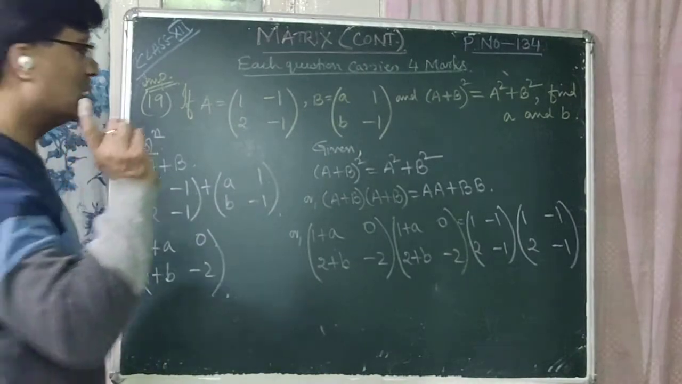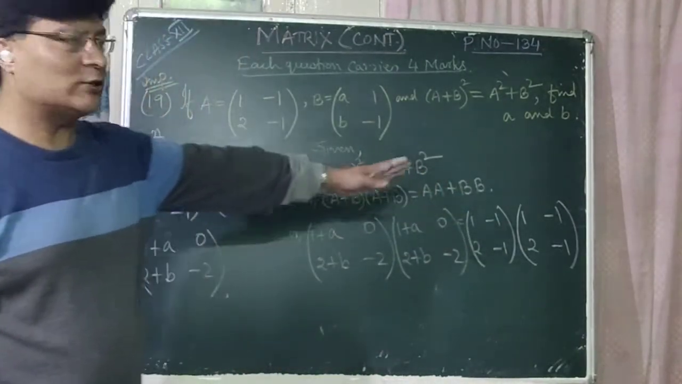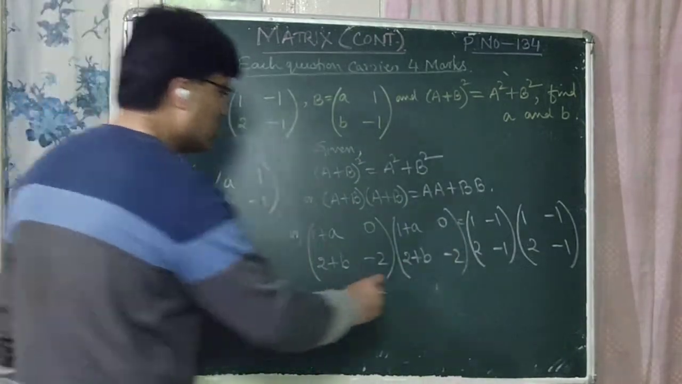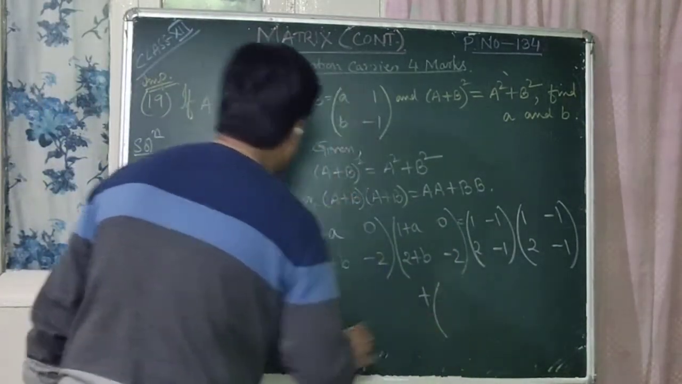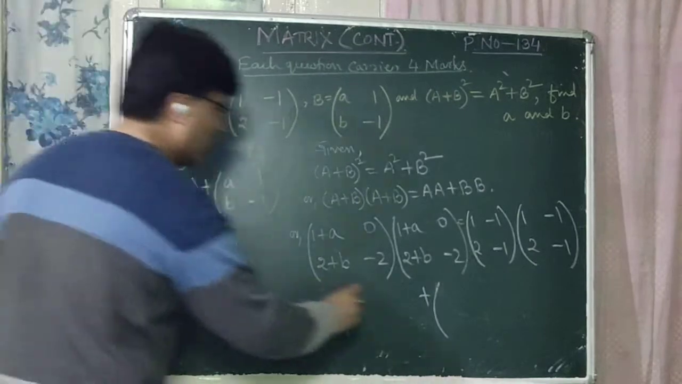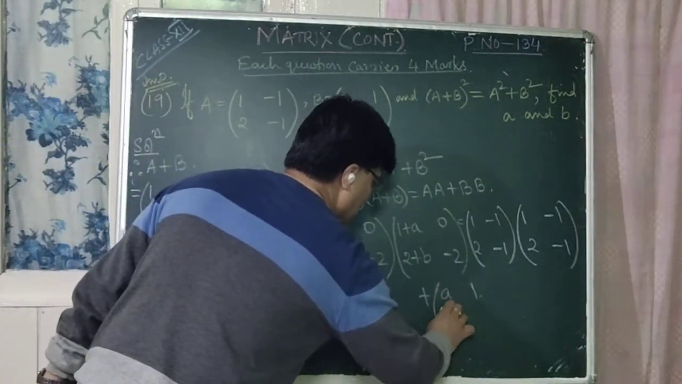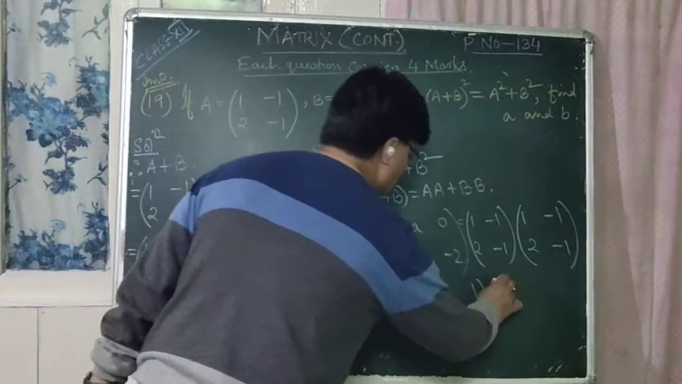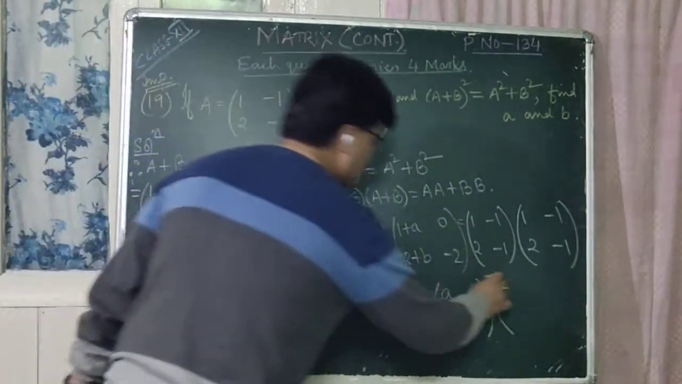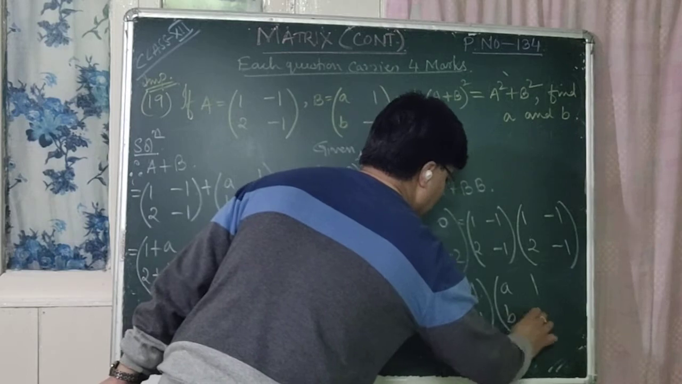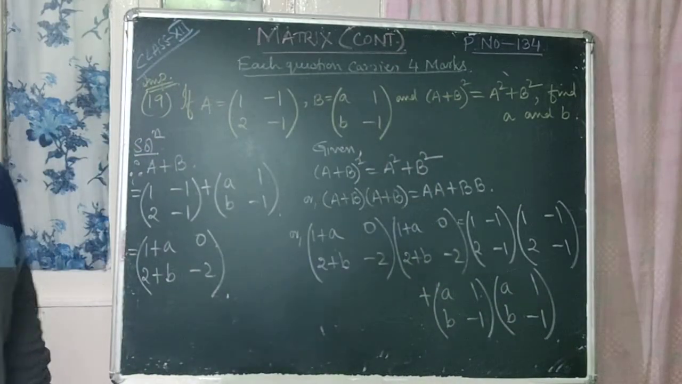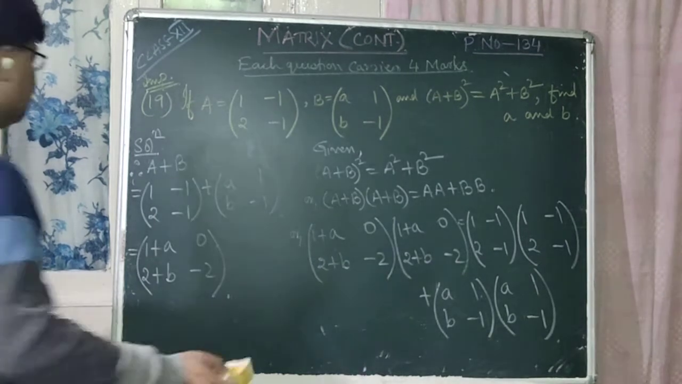Okay? Since there is no space for B dot B, let us write it in the next step. But this is your continuation part. Plus, what is B dot B? It is a 1, b minus 1, again dot a 1, b minus 1. So I think you have understood it. So let us simplify it now.